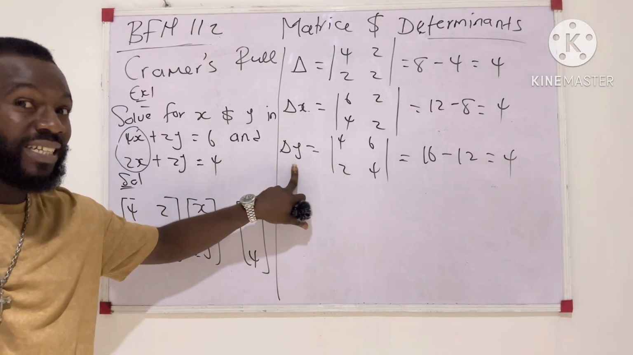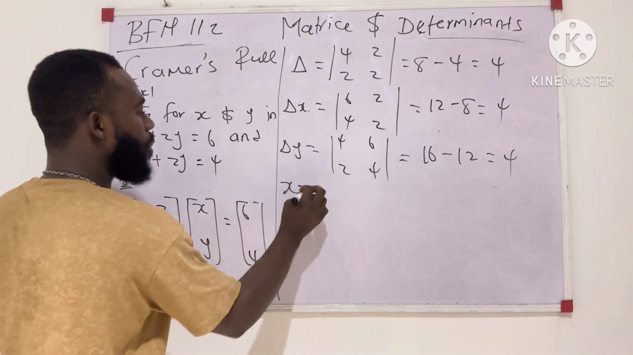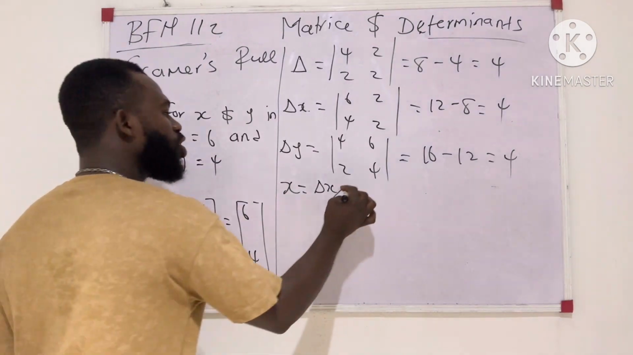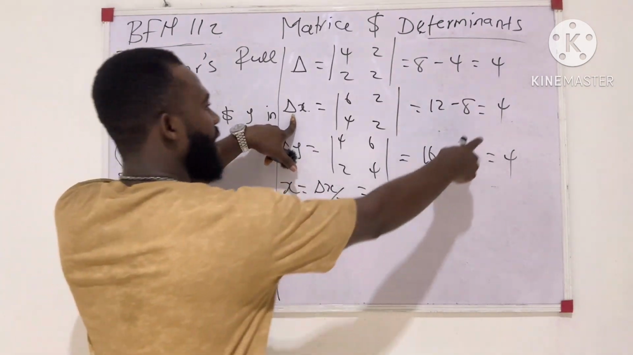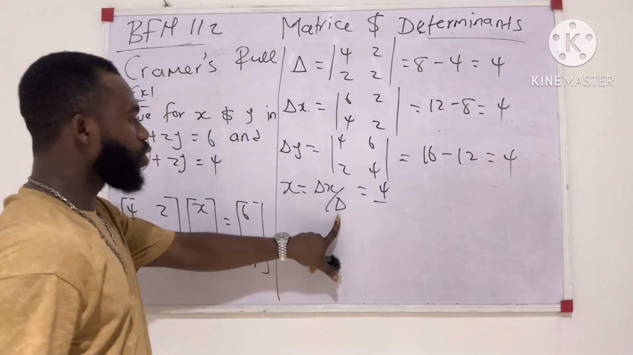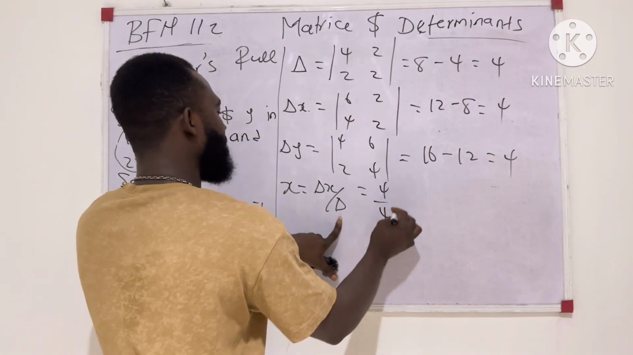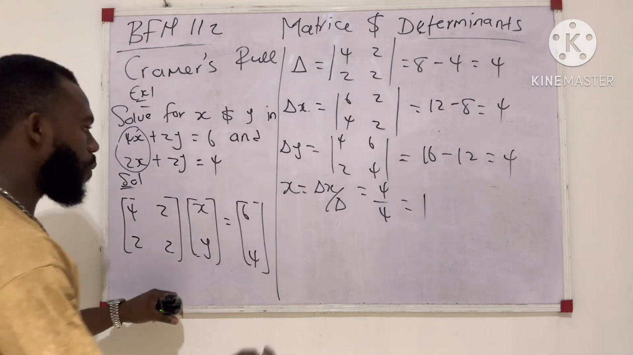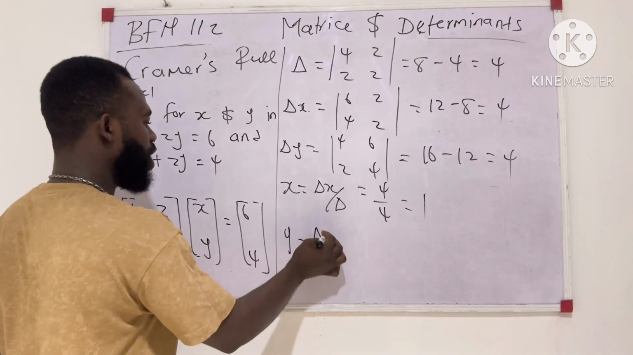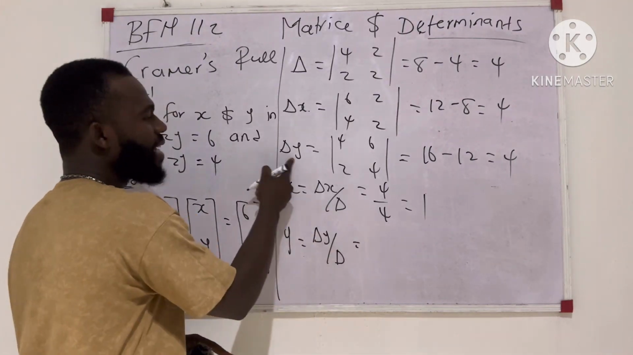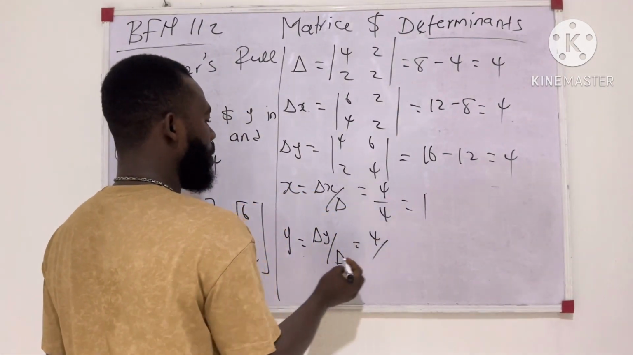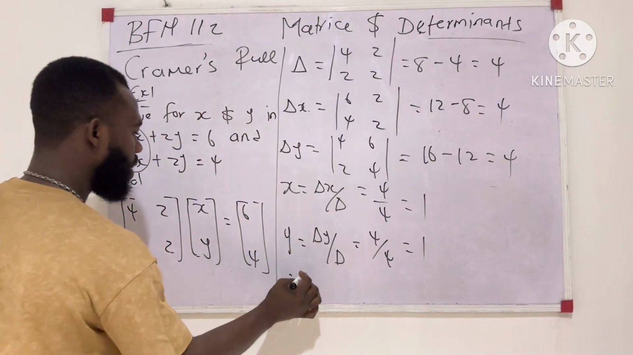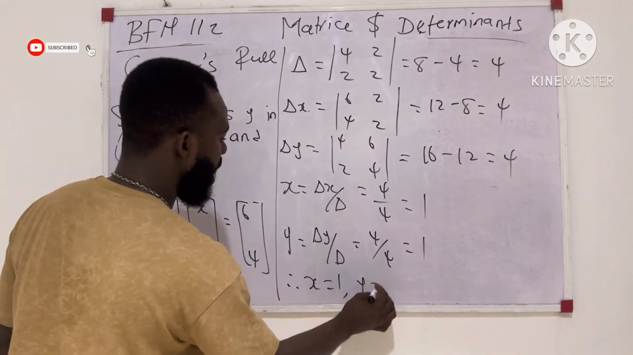Now that we have the values of change in x and change in y, we can get the values of x and y. The formula for x is change in x over change. When I solved for change in x, I got 4. When we solved for change, I got 4. So class, what is 4 divided by 4? 1. x is 1. Let's go for y. The formula for y is change in y over change. When I solved for change in y, I got 4. When I solved for change, I got 4. What is 4 divided by 4? 1. Therefore, x is 1, y is 1.